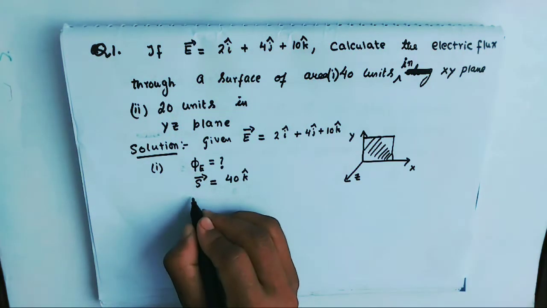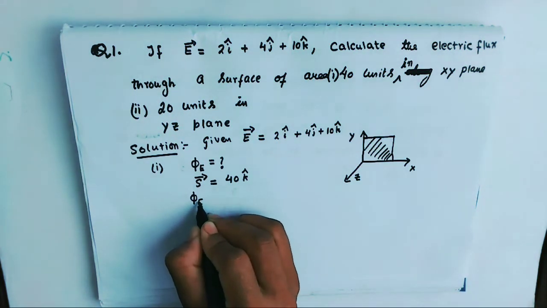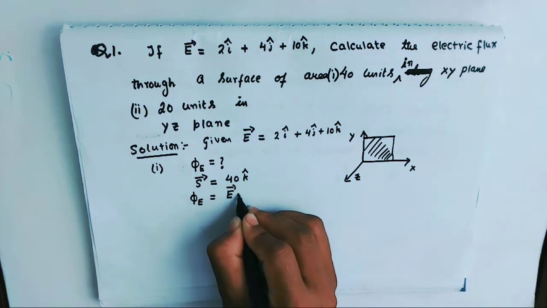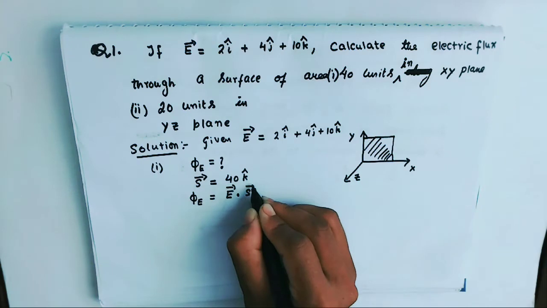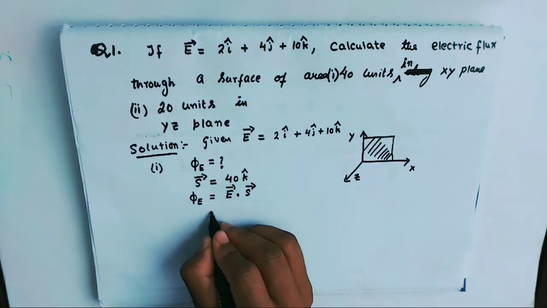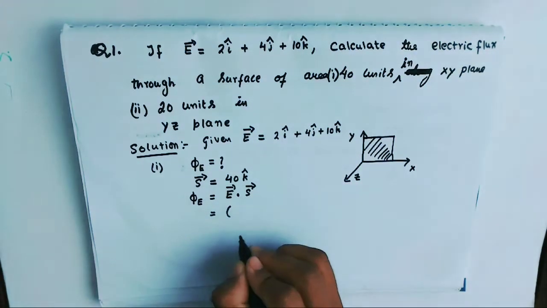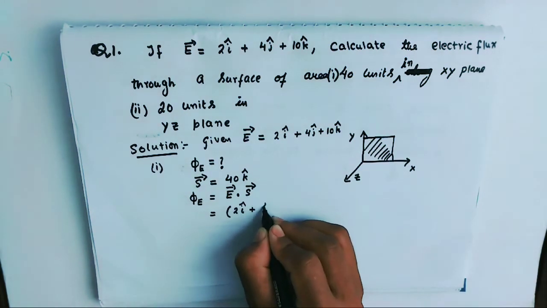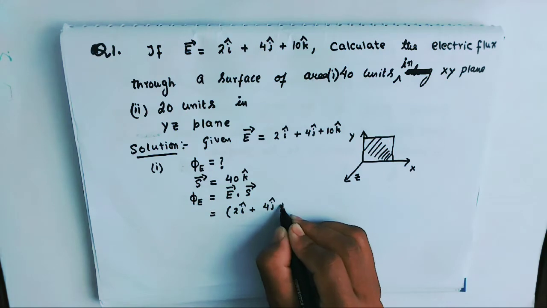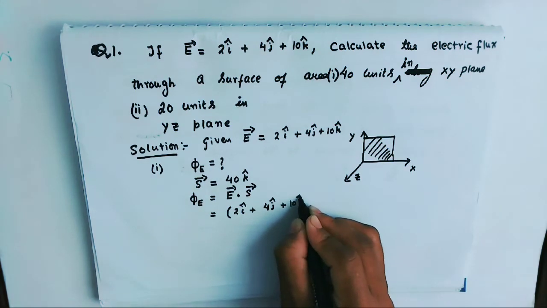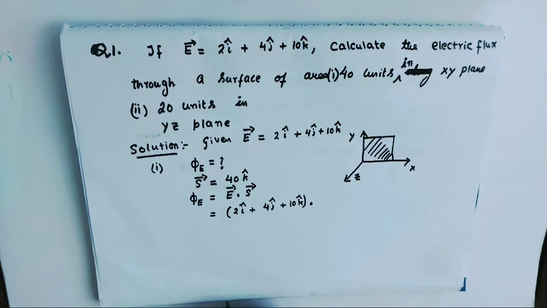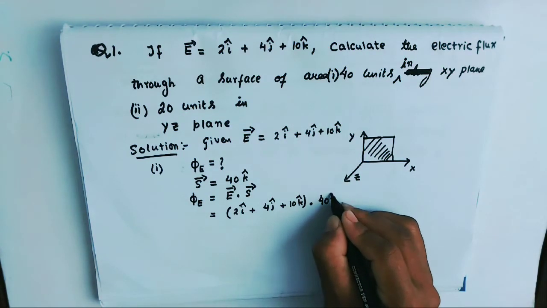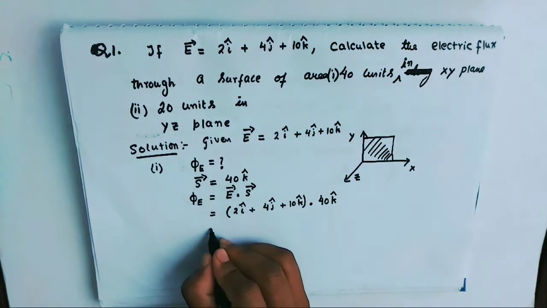Now, by definition, what is electric flux? It is nothing but E dot S. So instead of E, we will write 2i plus 4j plus 10k dot, instead of S, we will write 40k. So this is equal to what?